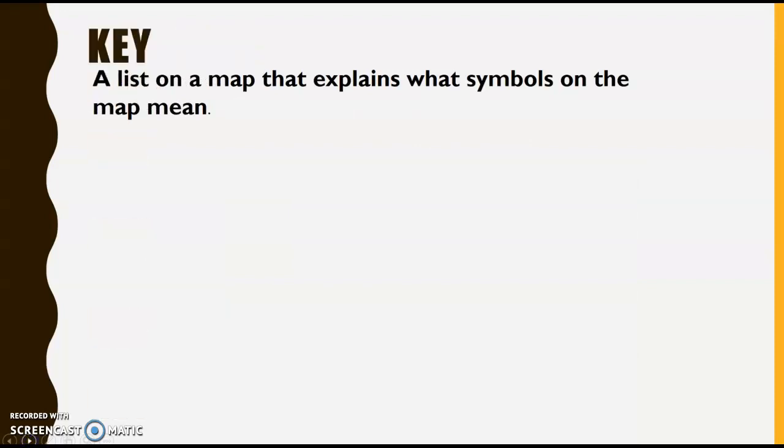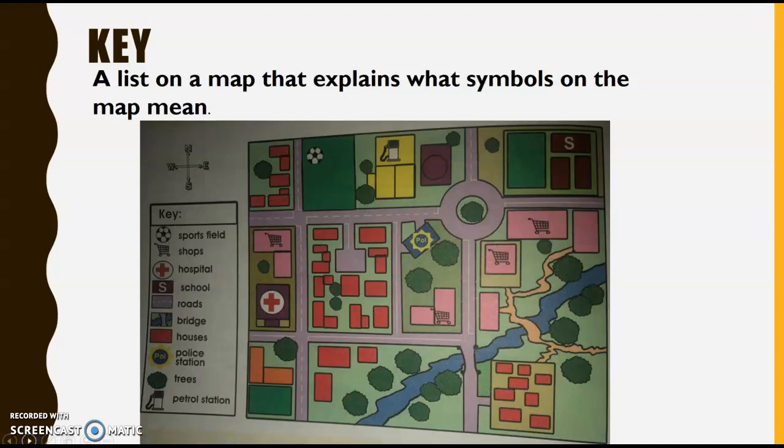Key. Key is a list on a map that explains what symbols on the map mean. There is our map again, and I don't have to figure out what POL means or what that symbol means or what that soccer ball means, because now I have key. Key is a list of your symbols. These symbols are appearing on the map. So key is a list of these symbols, okay, which we find on our map, but with meaning on the side.